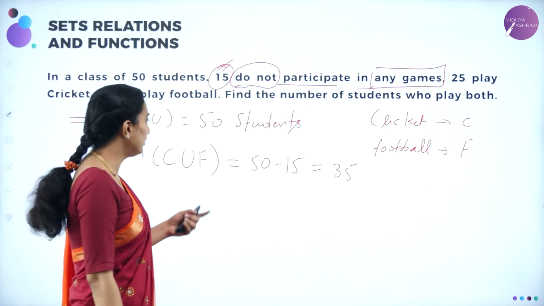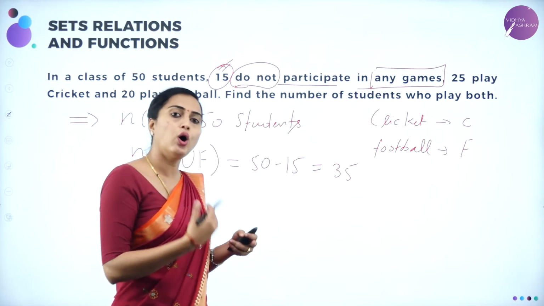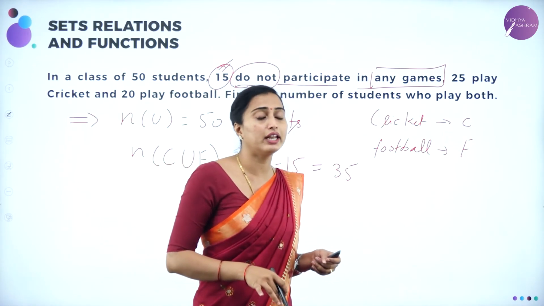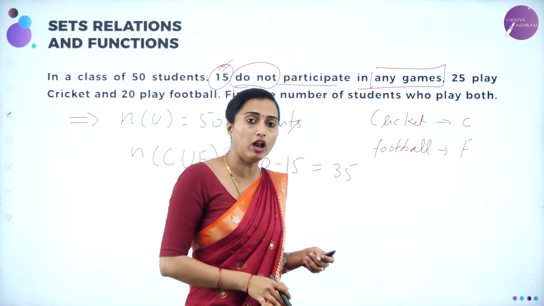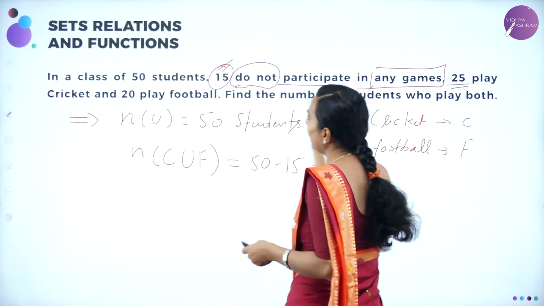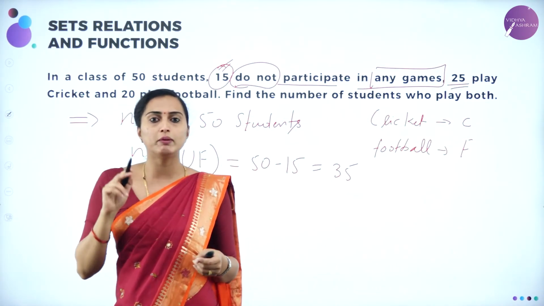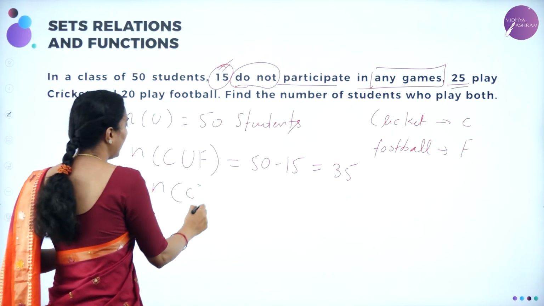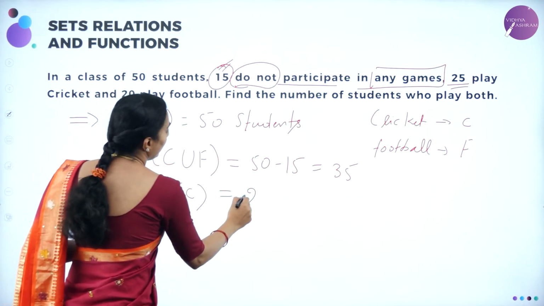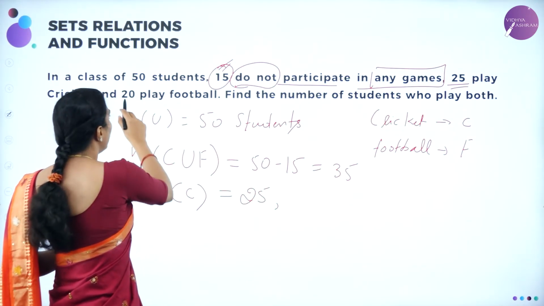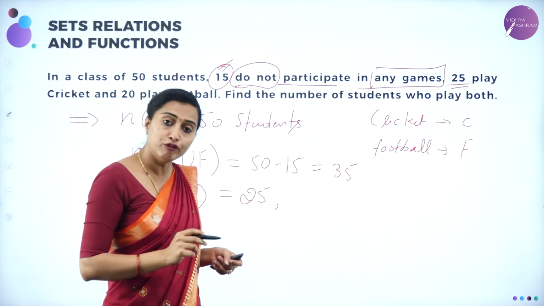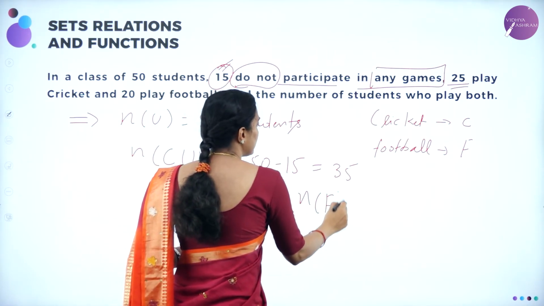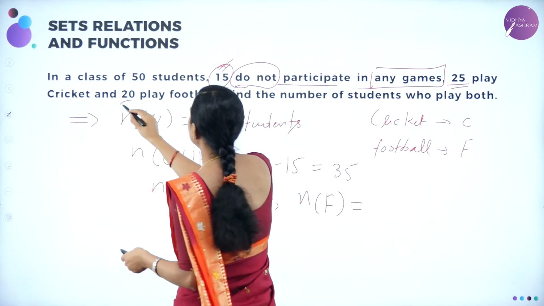Right? So these are all the students who play games, isn't it? But what games do they play? How many students play cricket and how many play football? 25 students play cricket. Therefore the number of students who play cricket, n of C, is nothing but 25. Similarly, the number of students who play football, I am going to take as n of F. n of F is nothing but 20.